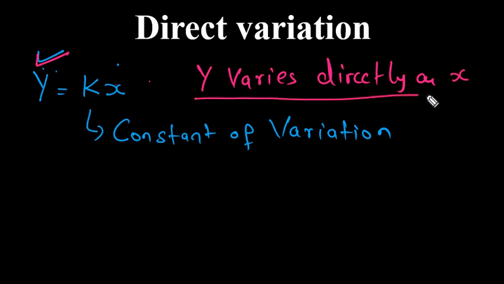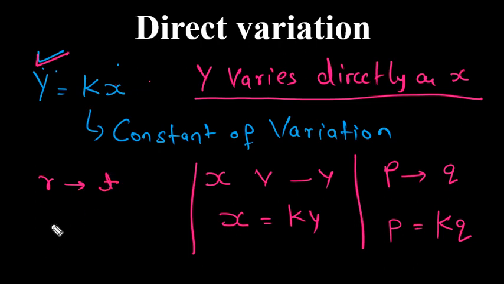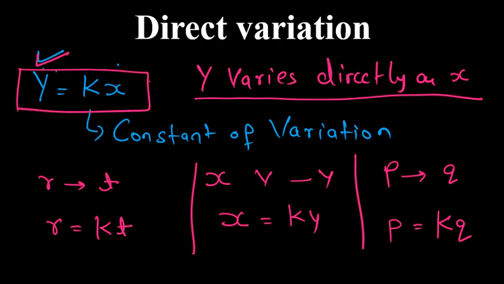Now this line is very important. If I say x varies directly as y, then you will write it as x equals ky. If I say p varies directly as q, then you will write p equals kq. If I say r varies directly as t, then you will write r equals kt. This is the only important thing in this type. If you can read the question, then you can write the equation for direct variation.